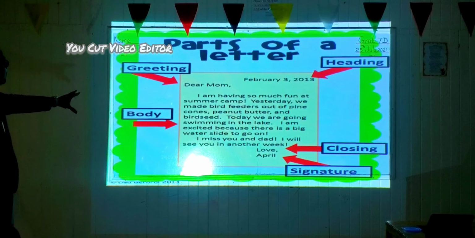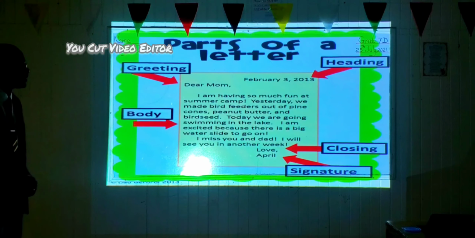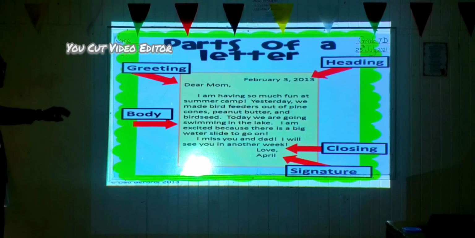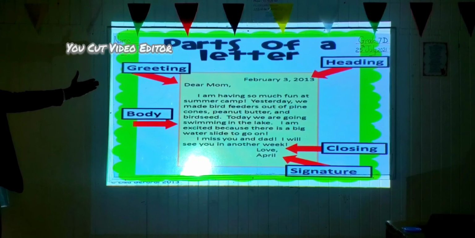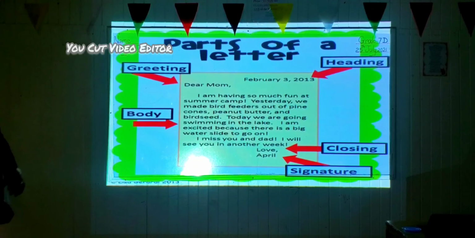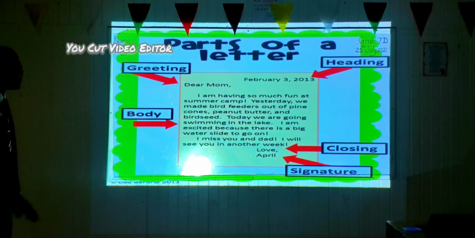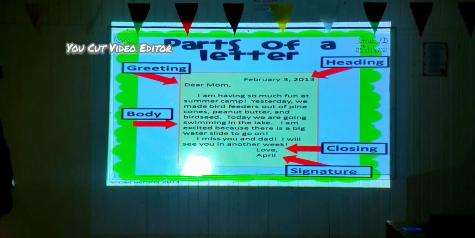And if you will notice this example, we have parts of a friendly letter, the heading. Notice only the date is there though. And remember, like I said, you can also put your address there, not only the date. Then of course there's a greeting, Dear Mom. And as we continue to look, we see the body section is where all of the information that the sender wants to write is placed. So here it has, I am having so much fun at summer camp.